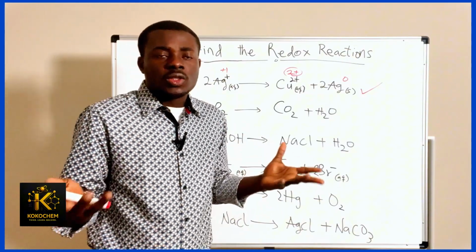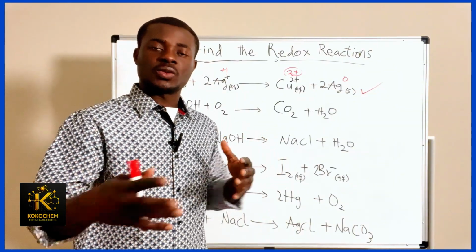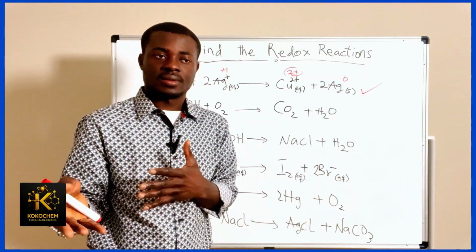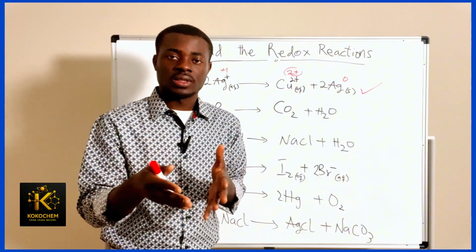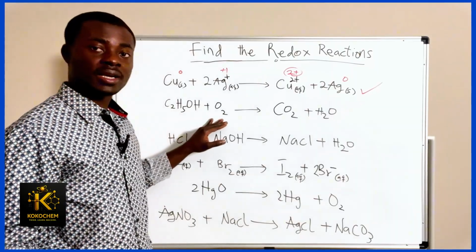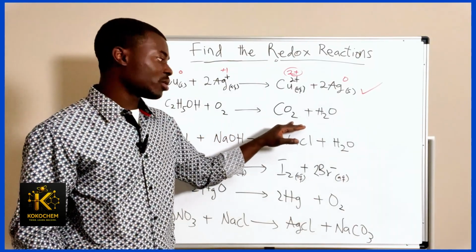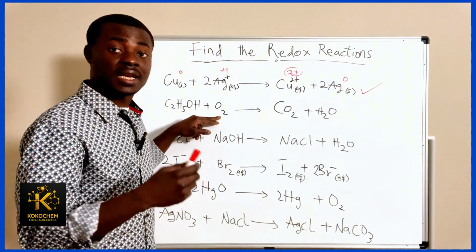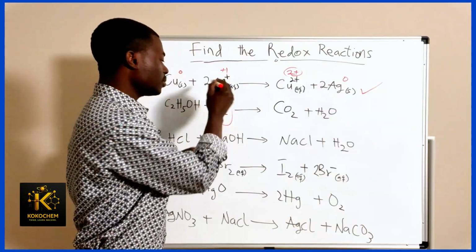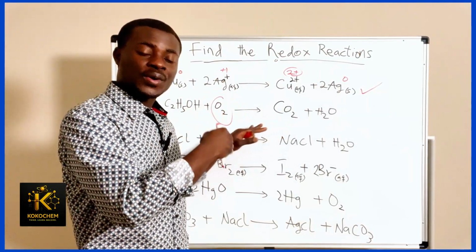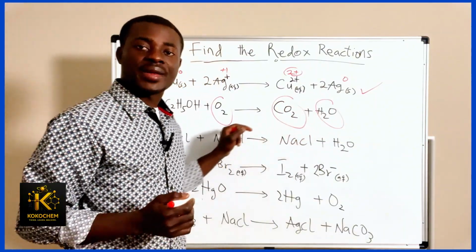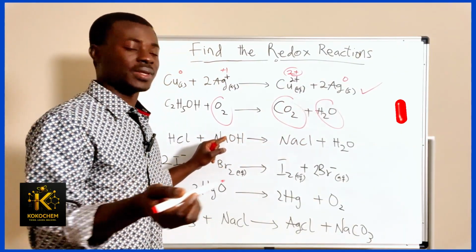What if I don't want to use the oxidation numbers to tell if a reaction is a redox reaction? Another trick that you can use is, for example, in this reaction, C2H5OH plus O2 giving you carbon dioxide and water. Oxygen is in its pure form on the left-hand side. If you find the same pure element inside of a compound, that reaction is a redox reaction.